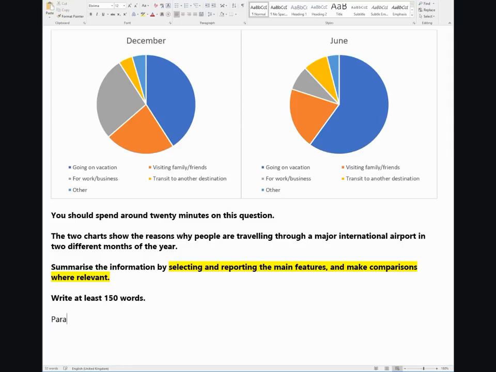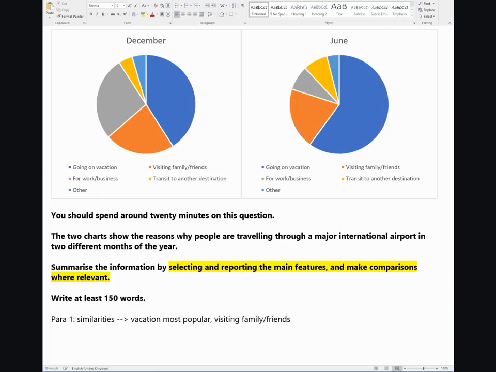So paragraph 1, let me think. So I think I'm going to go with a 2-paragraph piece of writing, and I think I'm going to talk about similarities in paragraph 1 and then differences in paragraph 2. So let's think about similarities. Fairly obviously, vacation is the most popular reason for traveling in both months. What else is similar?